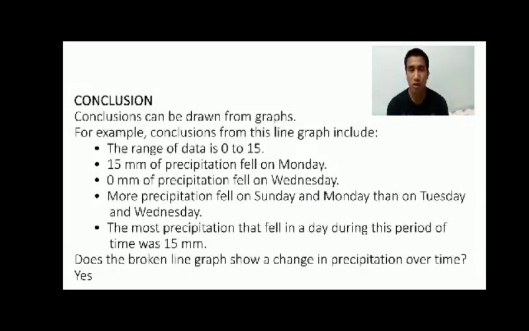Conclusions can be drawn from the graphs. For example, conclusions from this line graph include: first, the range of data is 0 to 15. 15 mm of precipitation fell on Monday. 0 mm of precipitation fell on Wednesday. More precipitation fell on Sunday and Monday than on Tuesday and Wednesday. The most precipitation that fell in a day during this period of time was 15 mm. Does the broken line graph show a change in precipitation over time? Yes.